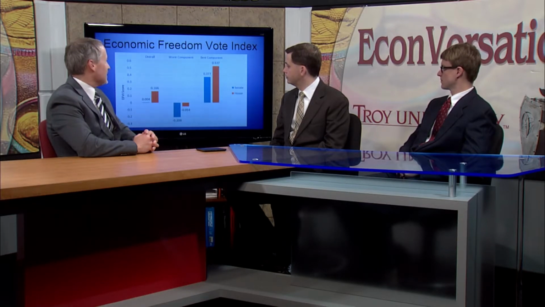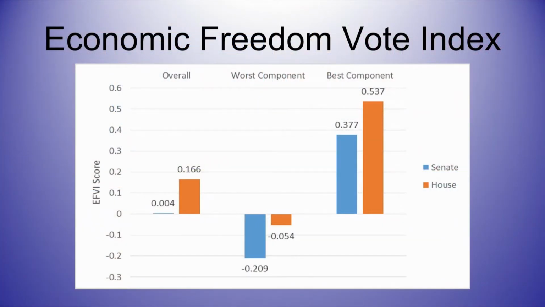Exactly. If they voted in support of economic freedom on every one of these votes, they would have a score of 1, right? Absolutely. And if they voted against economic freedom each and every time, they'd have a score of -1. Exactly. Okay, so let's see what we found in terms of some of the totals, the averages across the two chambers. We calculated scores for each senator and each member of the House, right?